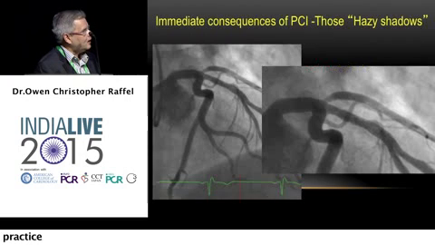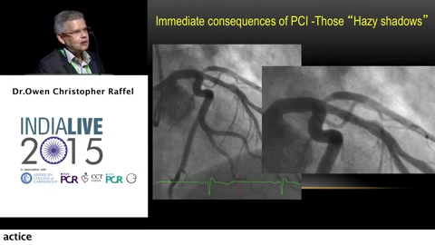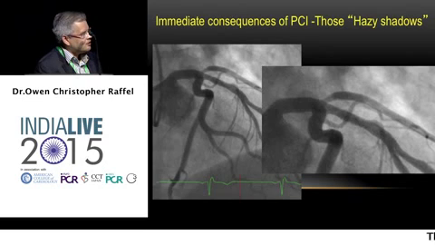This is a case of one of those hazy shadows. An ACS, treated with a stent in the proximal LAD, but on angiography, there was an impression that there was some linear haziness there, and we weren't sure whether that was real or whether it was due to a radiographic overlap. So we did an OCT, and this is what we showed.